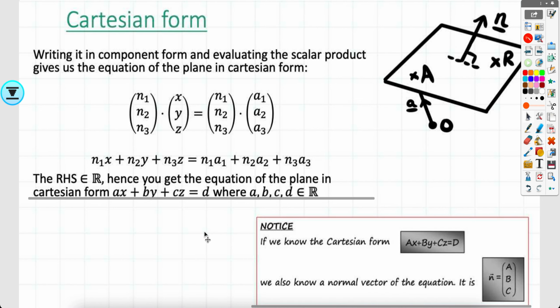So something to note, which is really helpful, which is the reverse basically. If you're given something in Cartesian form, such as this, then you can immediately see that, notice how the coefficients of x, y, and z here are basically the normal of your plane. So if you're given Cartesian form and I'm asking you to find the normal, you don't need to do calculations. It's just the coefficient of x, coefficient of y, coefficient of z written as such. So that's the normal of the plane.